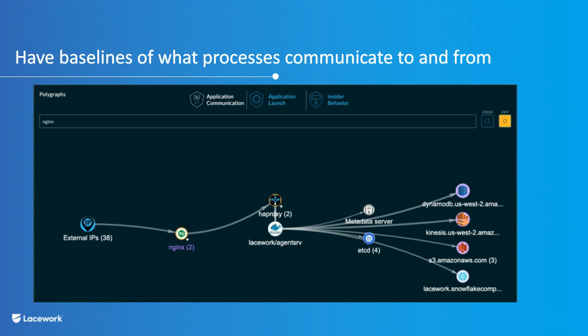Again, think ephemeral environments here. This could happen very quickly. That container could be gone. How do you know that that happened, and then how do you go back and look into that?